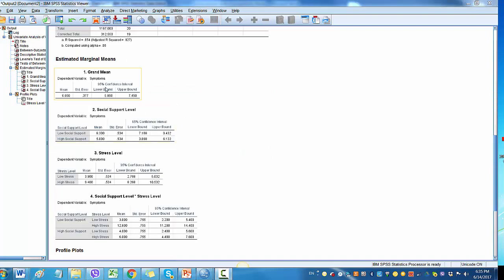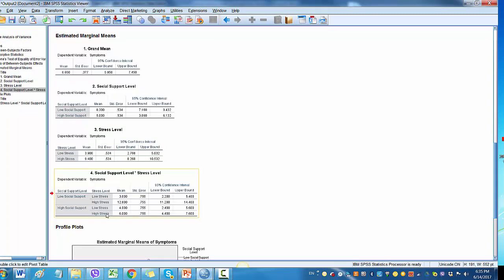Now we have the means from the grand mean and social support and stress level: 6.65 versus, in the social support levels, 8 and 5. This one is 3 and 9. You can see the difference. And then the interactions, the mean levels 3, 12 and 4 and 6, still we have differences. The high social support, low and high stress, doesn't have that much difference compared to the 3 and 12.